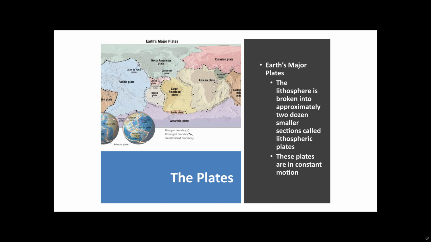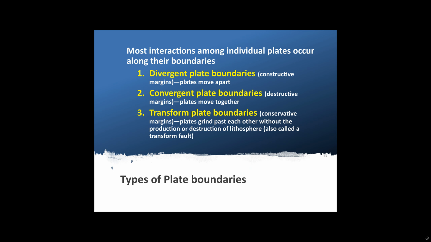These plates are in constant motion. And in this illustration, you can see, for example, the North American plate, the South American plate, the African plate, the Pacific plate. Some of these plates contain oceanic crust and continental crust. Some of them, such as the Pacific plate, contain only oceanic crust. Most interactions among individual plates occur along their boundaries.